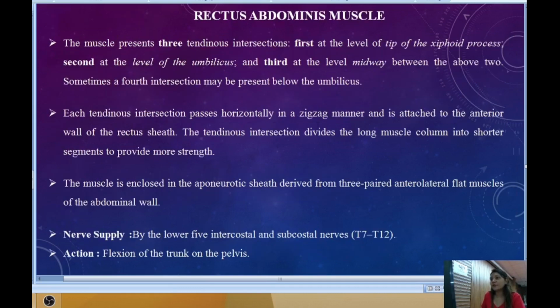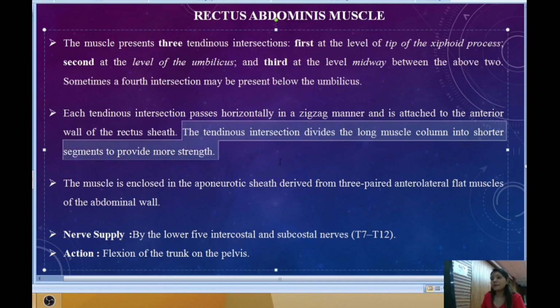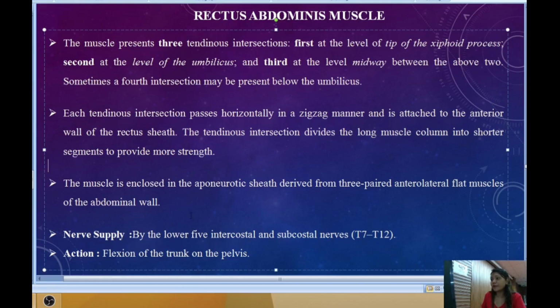Each intersection passes horizontally in a zigzag manner and is attached to the anterior wall of the rectus sheath. We'll come to the rectus sheath in the next topic. The tendinous intersections divide the long muscle column into shorter segments. What is the function of the tendinous intersections? It provides more strength. The muscle is enclosed in an aponeurotic sheath derived from 3 paired anterolateral flat muscles of the abdominal wall. The nerve supply of rectus abdominis is T7 to T12, and the action is flexion of the trunk on the pelvis.